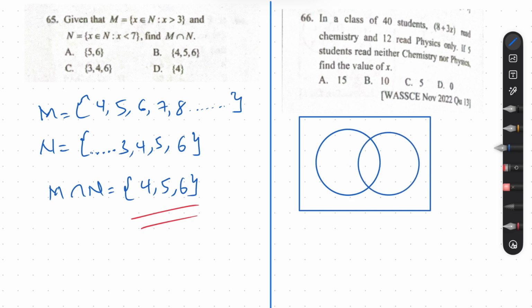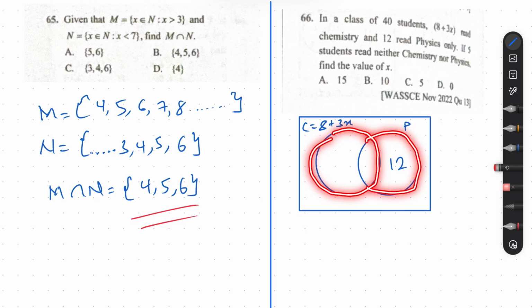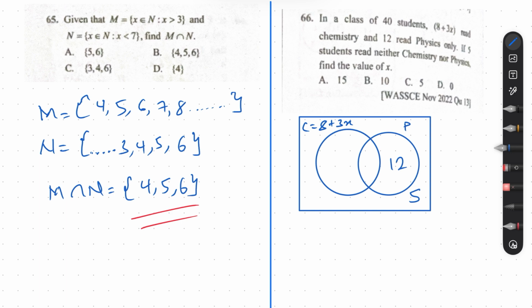So it says chemistry is 8 plus 3x. And then it says 12 read physics only. So if here is physics, that means this side will be 12, because this side is physics only. If 5 students read neither chemistry nor physics, that means 5 students are outside of these circles. So we put 5 somewhere here. And we know that the total number of students is 40, so we put 40 outside.